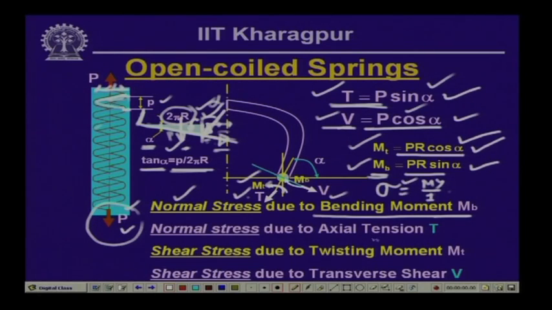Then there will be normal stress because of the axial tension T, T divided by cross sectional area will give the normal stress. Then because of the direct shear V, we will have the shear stress, which is V divided by the cross sectional area, and the shear stress because of the twisting moment M t will be, as we know, T by J is equal to tau by rho. So, tau is equal to T rho by J will introduce a shearing stress.